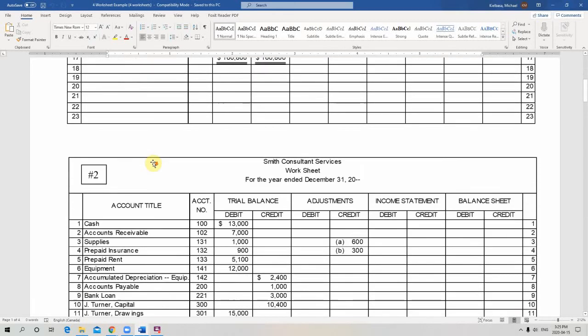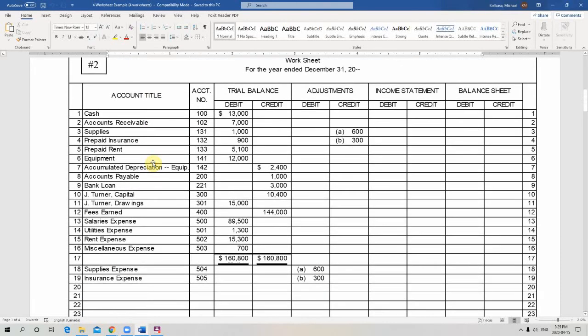So let's move to our second worksheet. In our first adjustment, supplies expense is debited for $600. Now, supplies expense is not in our first grouping of accounts, right? So we have to add supplies expense to the bottom of this list. And in the adjustments column, we're going to debit it for $600. Supplies expense is debited and supplies is credited for $600. So our first adjustment has been recorded.